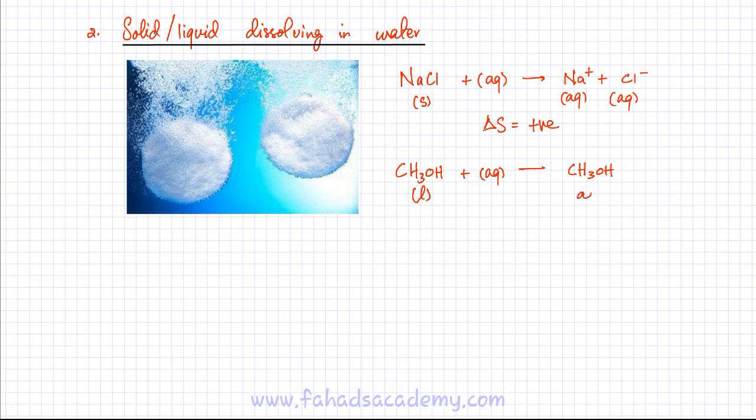So ethanol aqueous, the particles would be more disordered, so delta S would be positive in this case. And vice versa, if something is being crystallized, for example, NaCl aqueous is crystallized into NaCl solid, then the entropy change would be negative. It would become more ordered. So whenever the process of dissolving is occurring, the process generally increases entropy.